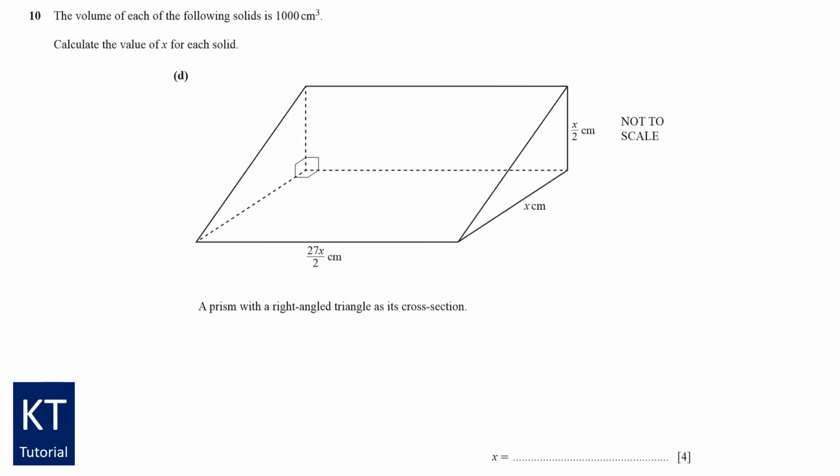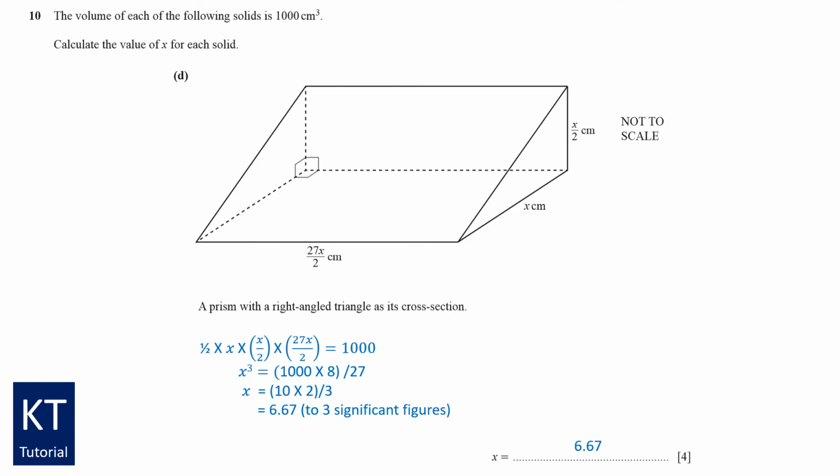Question 10d. The volume of each of the following solids is 1000 cm cubed. Calculate the value of x for each solid. And with respect to D, a prism with a right-angled triangle as its cross-section. Again here, equate the formula for a prism with 1000 and solve for x accordingly.